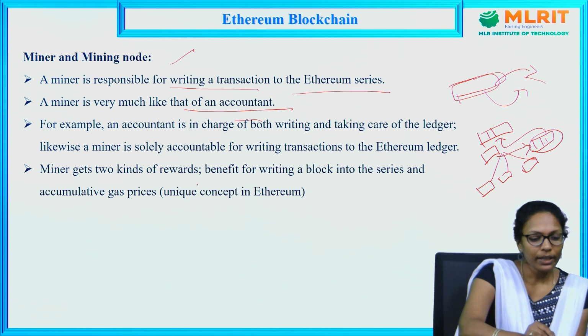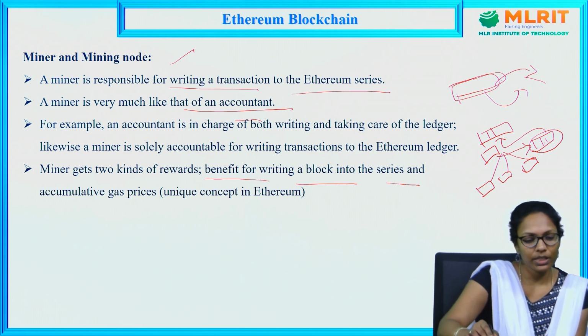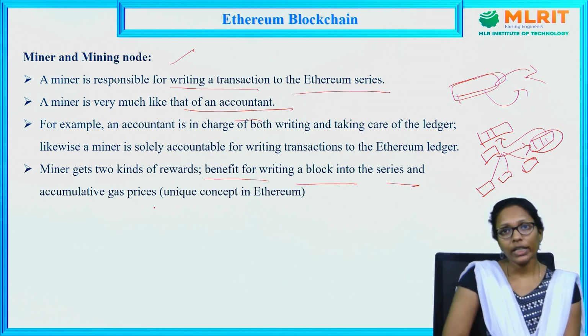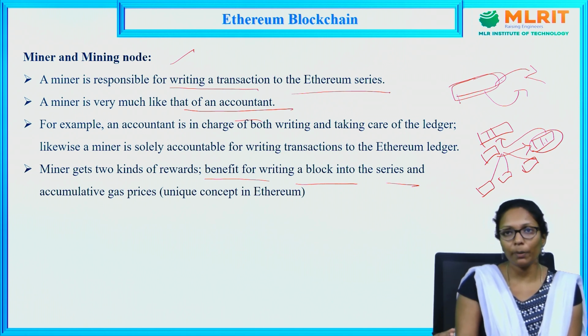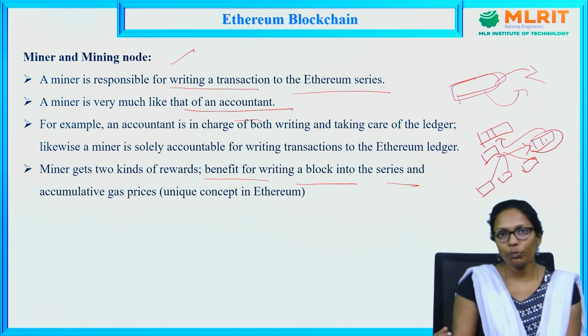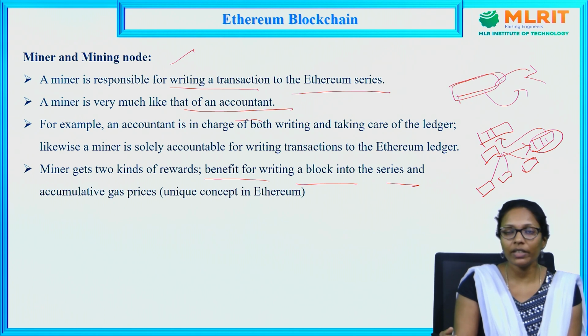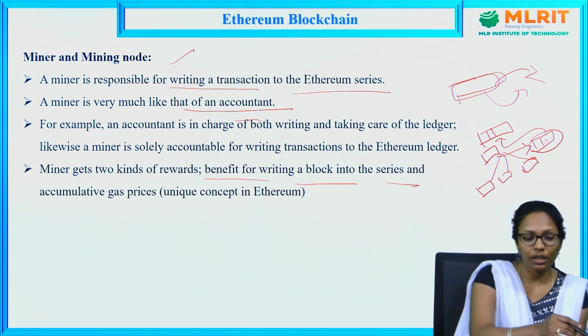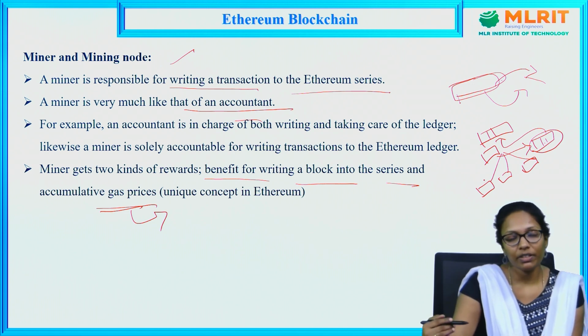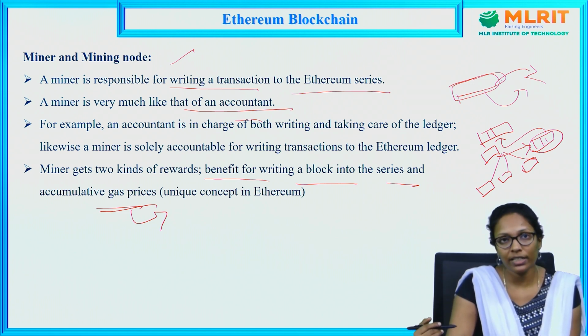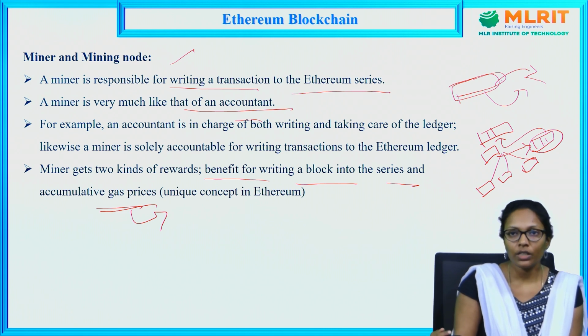The miner gets two kinds of rewards: benefit for writing a block into the series, and accumulative gas prices. Generally in the Bitcoin blockchain also, we have seen that whenever a miner mines a block, he will get an incentive in terms of Bitcoins. But here we are working on the Ethereum blockchain. Here the incentives will be given in the form of ethers. Along with these ethers, the miner will also get some additional benefit that's called gas price. We will discuss gas price in the next few slides. So if the miner publishes a new block or a new transaction, he is going to get the rewards in terms of ethers.